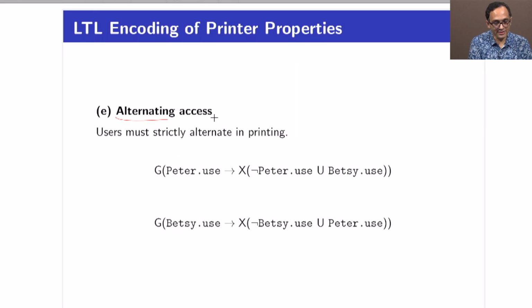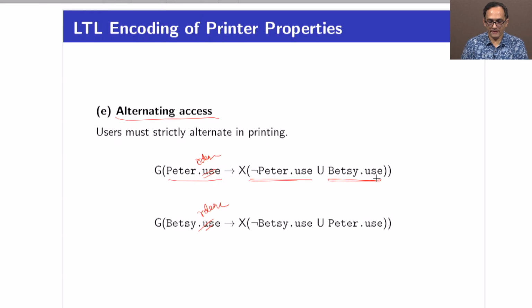The alternating access is interesting. So what I am saying is that if, say, Peter is using, that means in the next state, Peter not use will be true, right? So until Betsy use, I would say here it should be Peter release. That means Peter release means Peter has already printed now. It means he will not use until Betsy use.